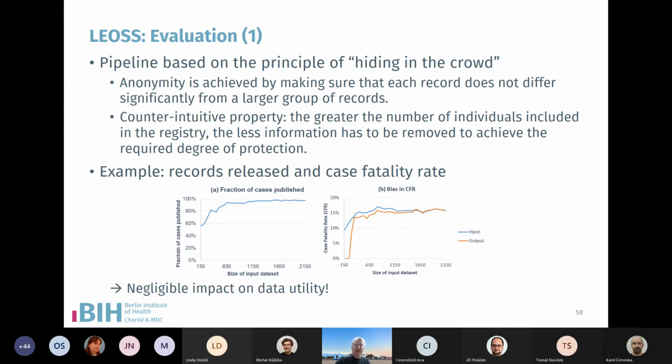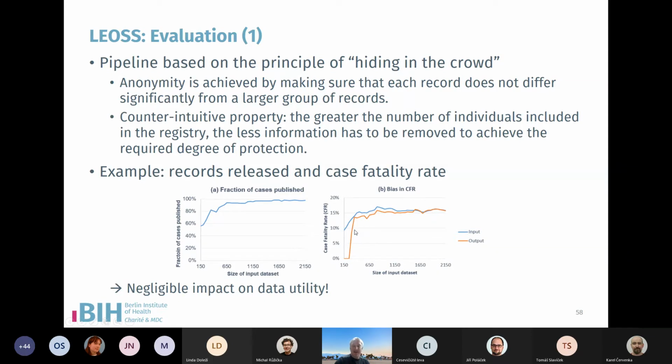And this can also be seen in the data set as the data that was available in the registry grew over time. In the beginning, we needed to hold back about 40% of the records in the registry, and then this really quickly improved. And currently, in this public data set, it's almost all records that are being published. You can see a very tiny fraction here that is being held back because it has very special combinations of attributes, and they are too distinguishable from the remaining records.